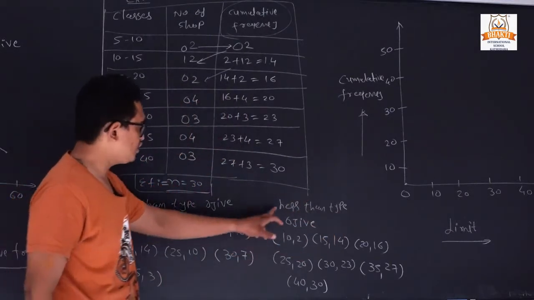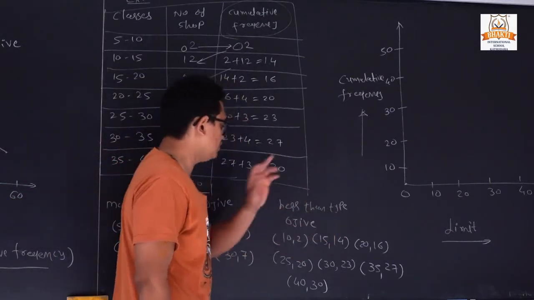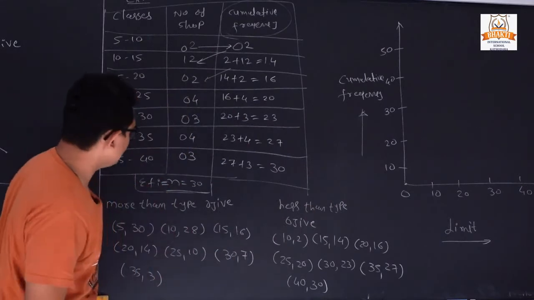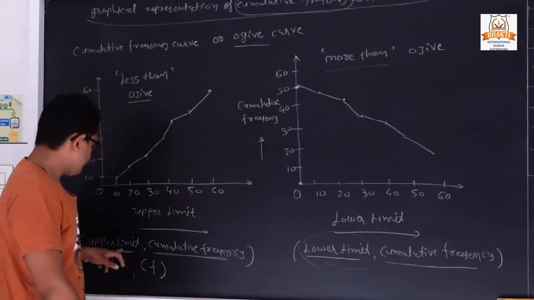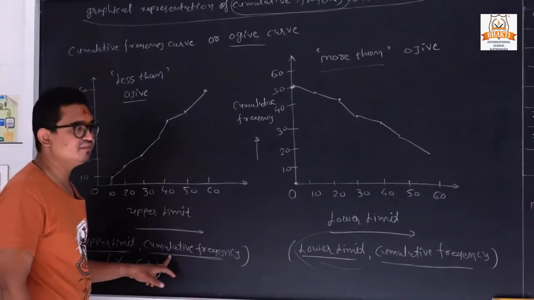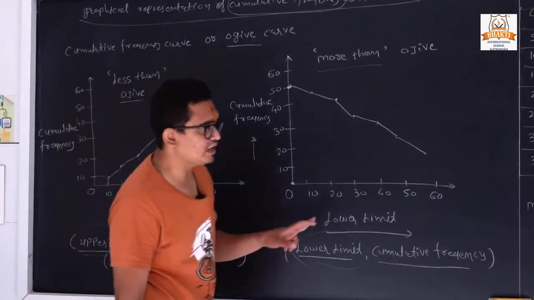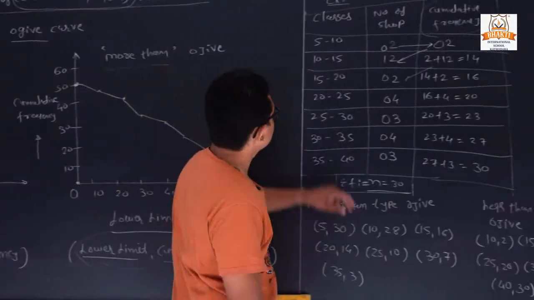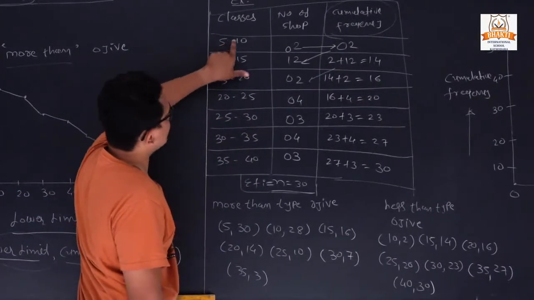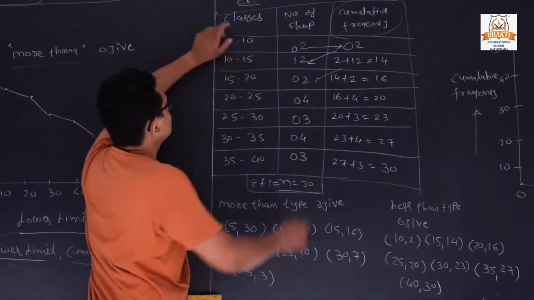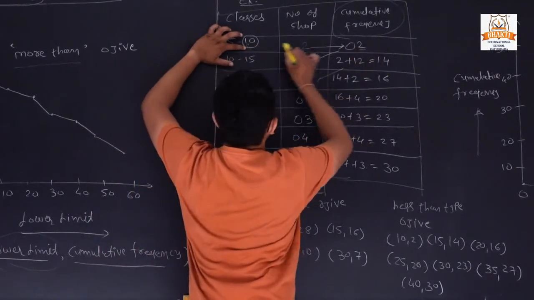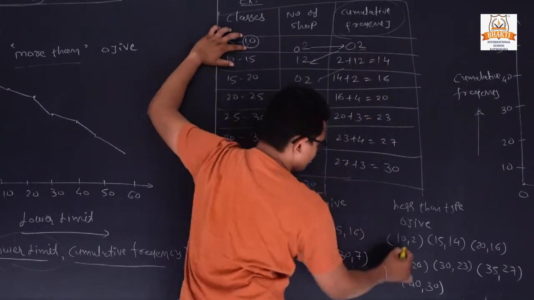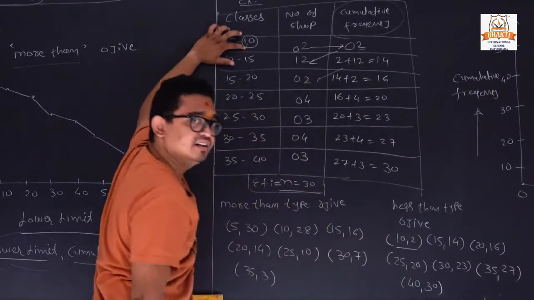If you want to draw the less than type ogive, here they are saying upper limit versus CF. So this is our lower limit and this is our upper limit. Upper limit is 10, and at that time the CF value is 2. So 10 versus 2, the first point is 10 comma 2.